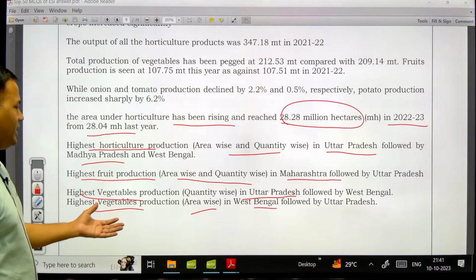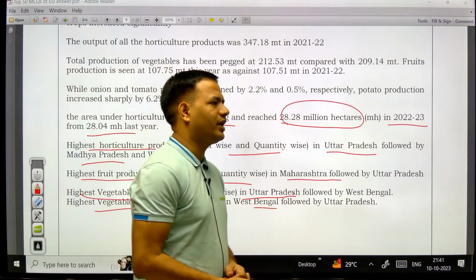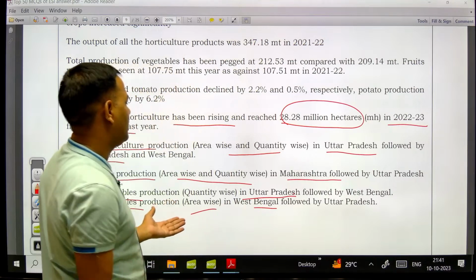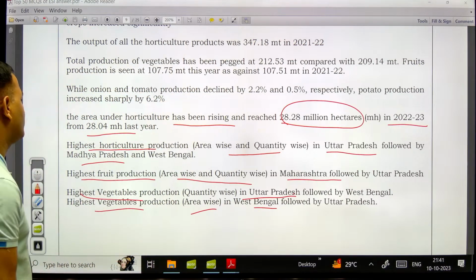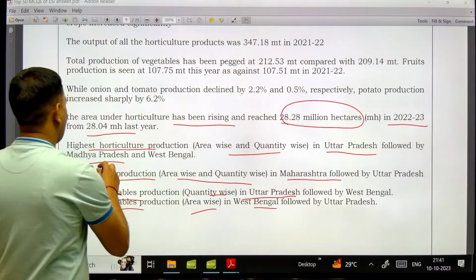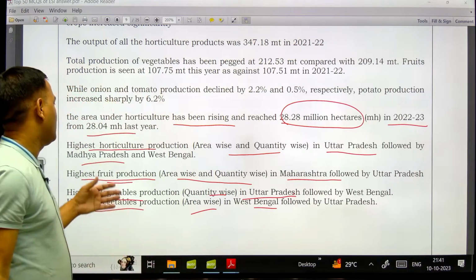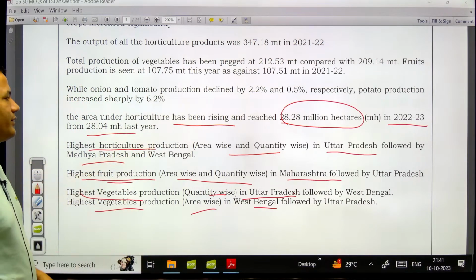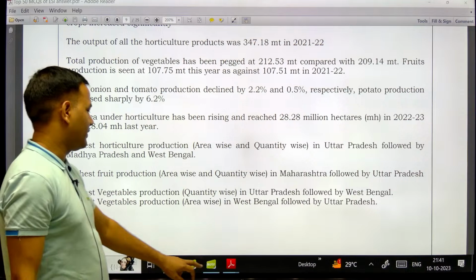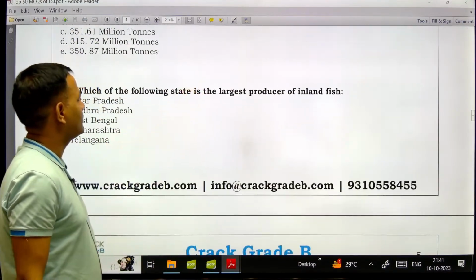So most likely they will ask in terms of quantity, very less chance they will ask area wise. So highest vegetable production quantity wise is in Uttar Pradesh, highest fruit production is in Maharashtra, and highest horticulture production is in Uttar Pradesh. So these are the important facts.